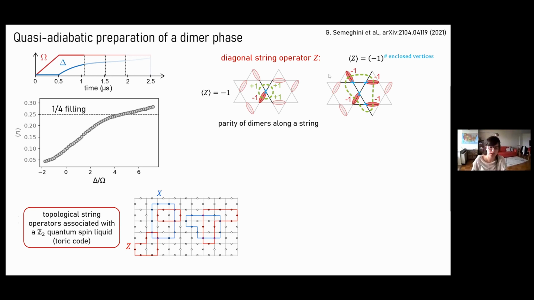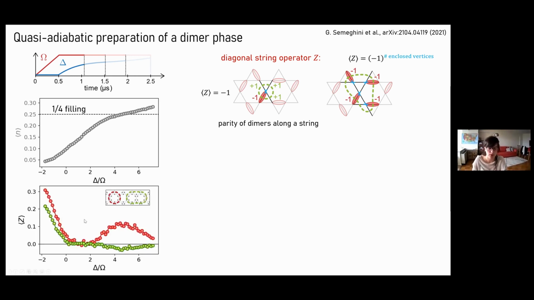So what we measure in the experiment is shown here. Here I'm showing the results for these two closed loops. And here you see that for negative detuning, we have a positive average parity, which is a trivial consequence of the fact that the density of excitations is very low. And so most of the times these loops don't cross any dimers, so they give +1. But now when we go to positive detunings, we see that this goes to 0, and then it grows again to a finite value in this range of detunings.